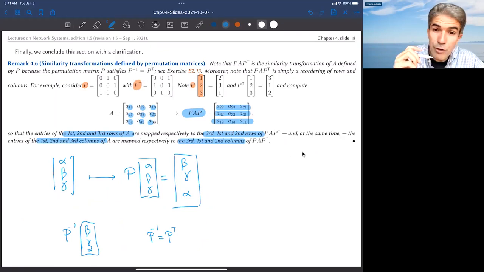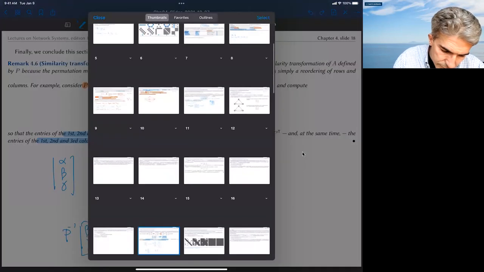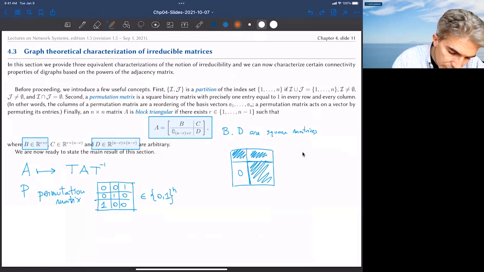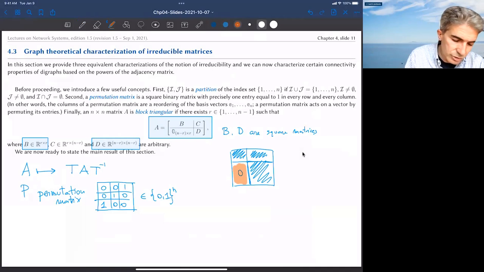Okay, perfect. So that's the point. Let me go back to where I was. Here I was saying I'm interested in block triangular matrices, matrices that have zeros in the bottom left. I need to worry about the possibility that the zeros are not there to begin with, but they will be zero down there after a permutation. Okay, perfect. So that's why I had to introduce the concept of a permutation matrix.